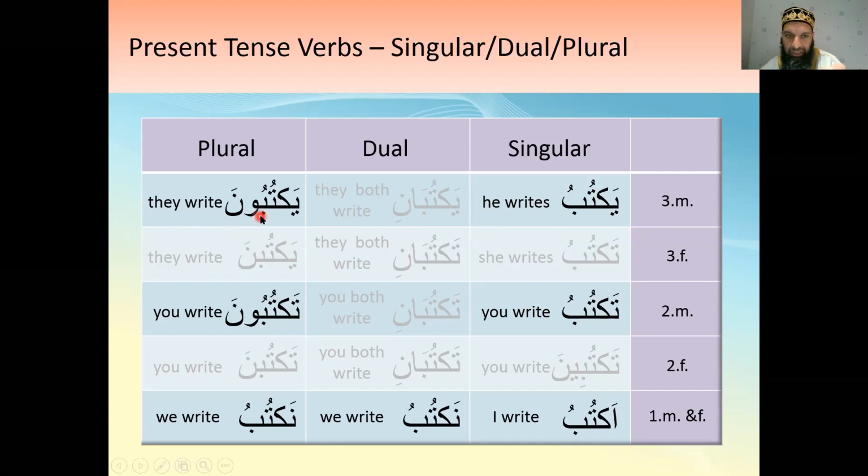The ya being third person, the ta being second person. So the ya is he writes, they all write, and the ta is you write, you all write. And then aktubu, naktubu. Aktubu means I write, and naktubu means we write. So if you're struggling and look at this table, that's the one that you need to learn.